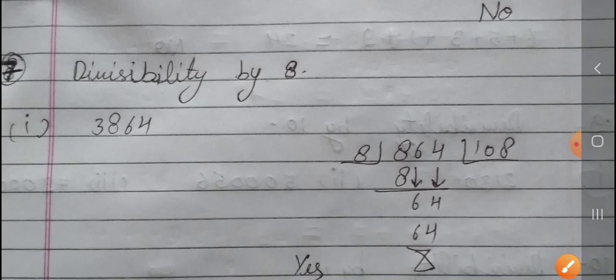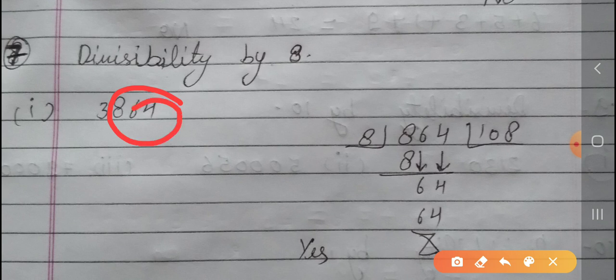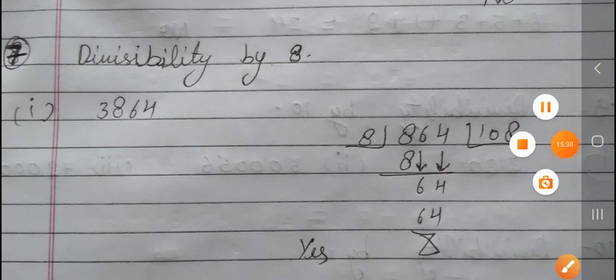Next is question number 7. We have to check the divisibility by 8. The rule to find the divisibility by 8 is: a number is divisible by 8 if the number formed by its last 3 digits is divisible by 8. For this, we take the last 3 digits and check the divisibility of this number by 8. On division, we are getting 0 as a remainder. It means it is completely divisible. That's why we can say that 83860 is completely divisible by 8.